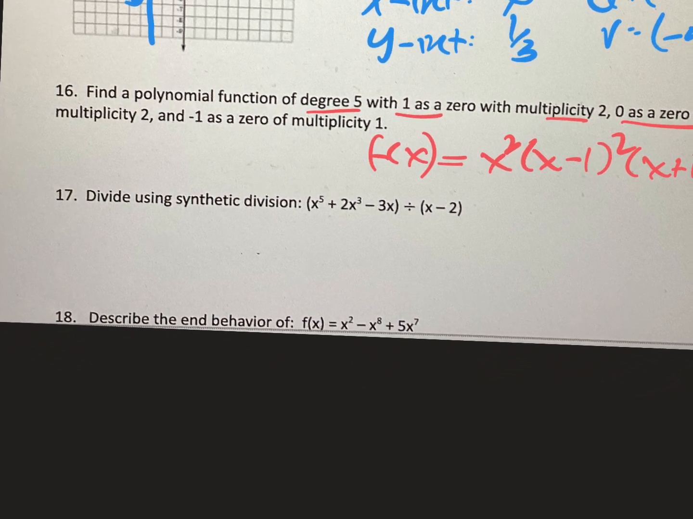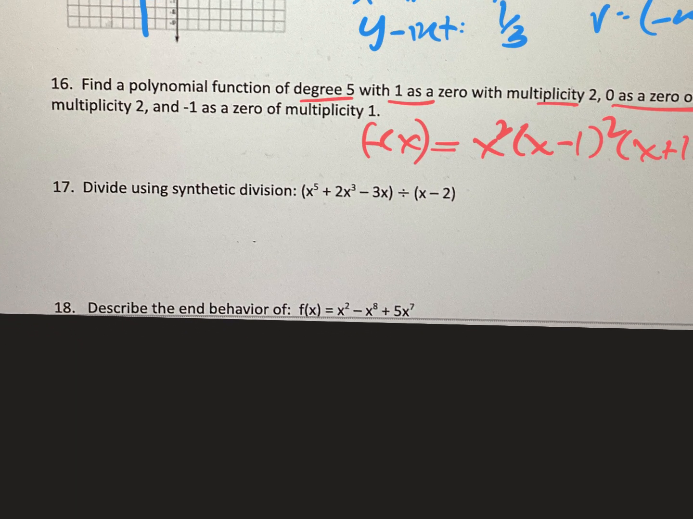17 is just straight up synthetic. I'm going to put a 2 in the box. Got a 1. Don't forget your zeros. 2, 0, negative 3. You need to end this with a 0 because there's no constant term at the end. Bring the 1 down. Multiply, add. Multiply, add. Multiply, add. Multiply, add.